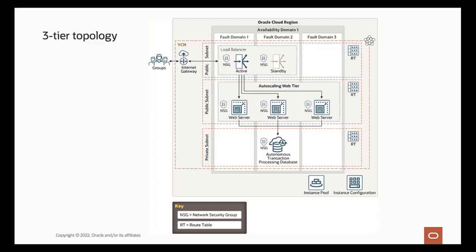And then as we go down to the private subnet, our database should be in the private tier. This is something that we want to protect. We want to isolate this. In this case, we're going to use ATP, Autonomous Transaction Processing Database. And there's a couple different ways to deploy it.